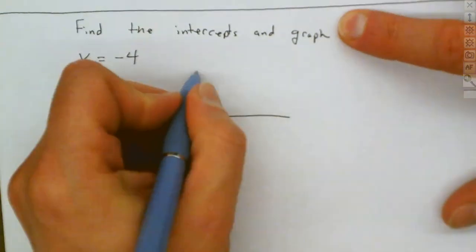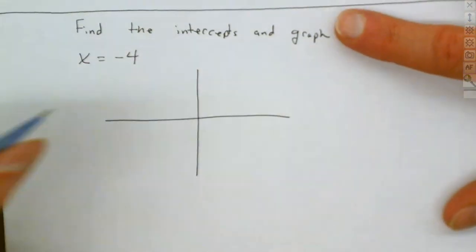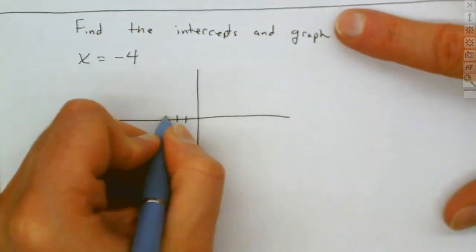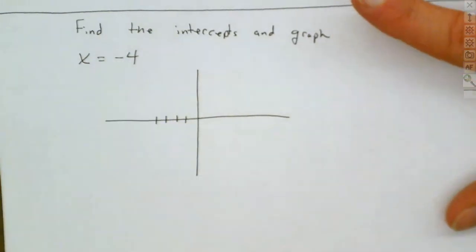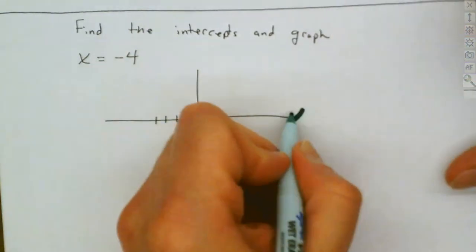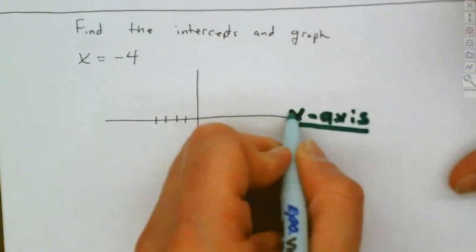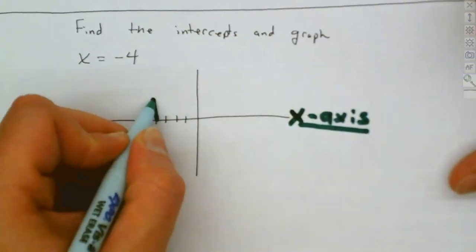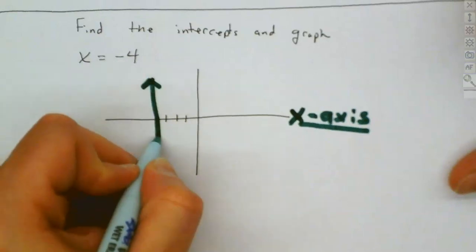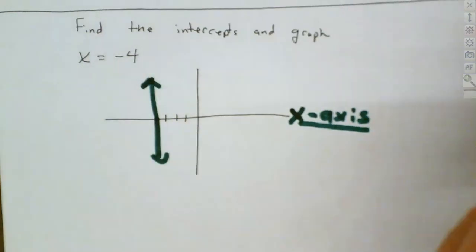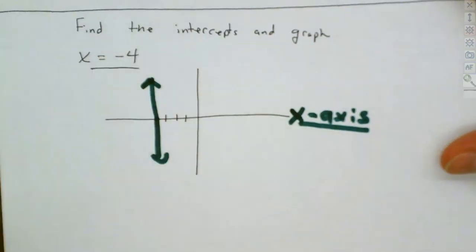Because if you got x equaling a negative 4, then that means that is just a vertical line, right? Because this is your x-axis here. So this is going to be a vertical line right through that negative 4. Okay, that's x equals negative 4, and that's what the graph would look like.